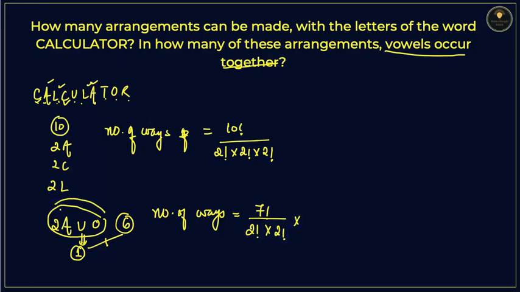That group has 4 letters, so we will arrange those also. So we will write 4 factorial, but in that group we have 2 A's, so we will divide it by 2 factorial.